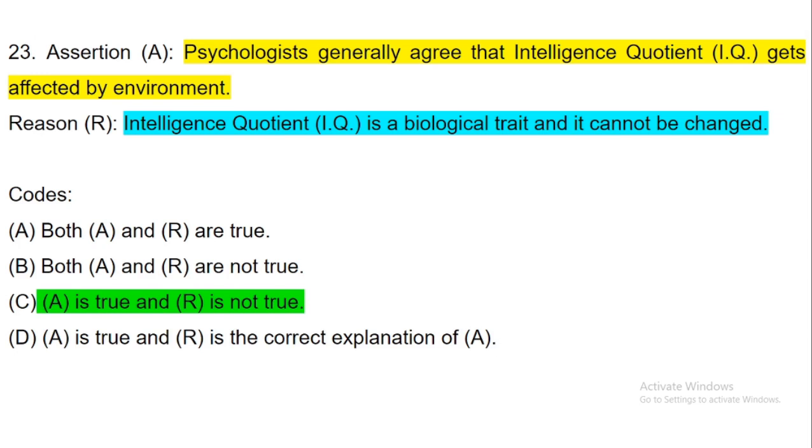Now next question, psychologists generally agree that IQ gets affected by environment. Yes, true, because environment influences IQ, and environment here means family environment, school environment, community environment. So this is true. And IQ is a biological trait, it cannot be changed. No, that is not true. It's a biological trait, of course we'll accept, but that it cannot be changed is not true, because environment influences IQ. So environment can change IQ level. So A is true and R is not.